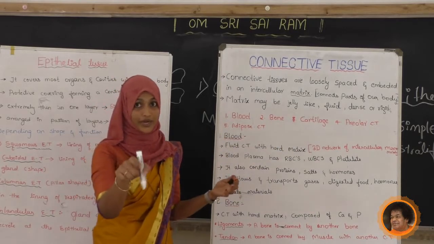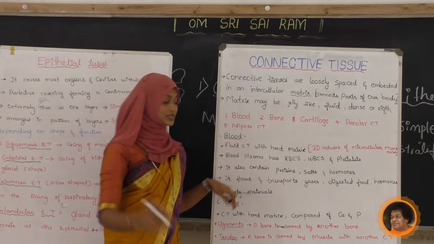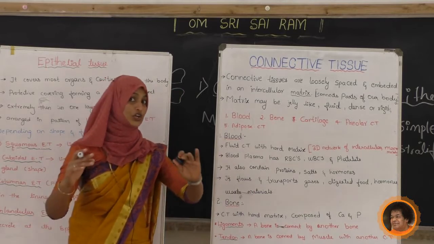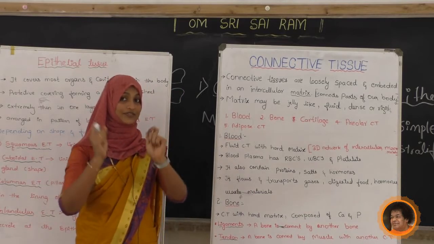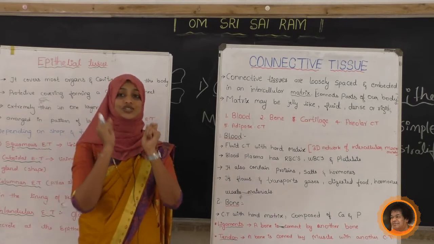Blood is a fluid connective tissue. What is the function of blood? We have discussed already. Bone is a hard matrix. What is the function of bone? It gives strength to us so that we can stand straight.